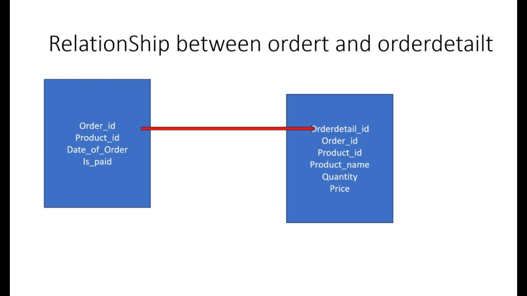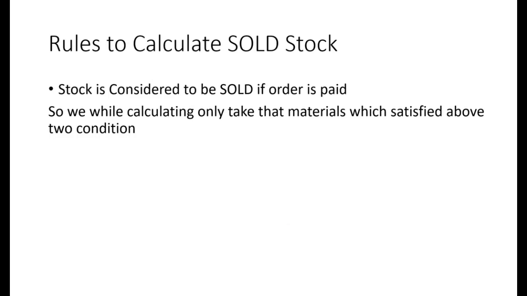And the last and very important field is paid. When we are going to calculate the stock, one of the most important rules is that stock is considered to be sold if and only if the order is paid. Once you receive the amount of the order, you can consider the stock to be sold. This is the first thing we will try to understand, how we can calculate the stock. If I have received the money on the sale I have made, then the stock is considered to be sold stock.